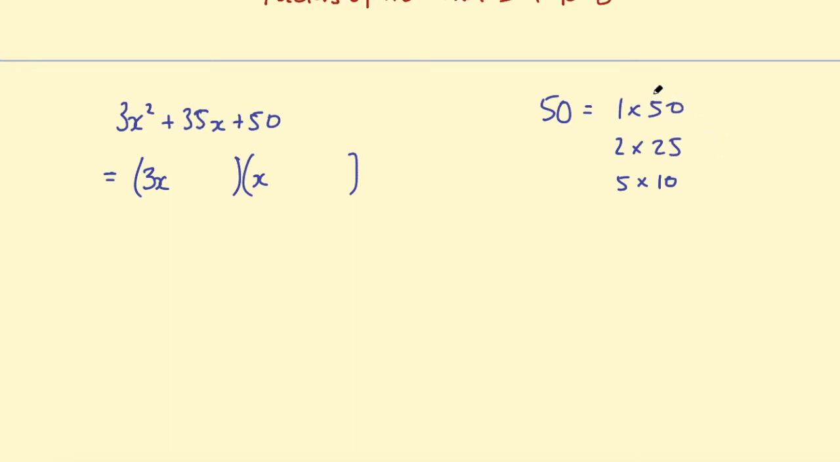So 50 times 3, that's 150, and 3 times 1, that's 3, and neither of those is going to make 35. So I can cross that one out. 2 and 25, 2 times 3 is 6, and 25 times 3 is 75. That's not going to work. So I'm left with 5 and 10. And if I multiply 10 by 3, that's going to be 30, and add 5, and that's going to make 35. So I can use 5 and 10 here.